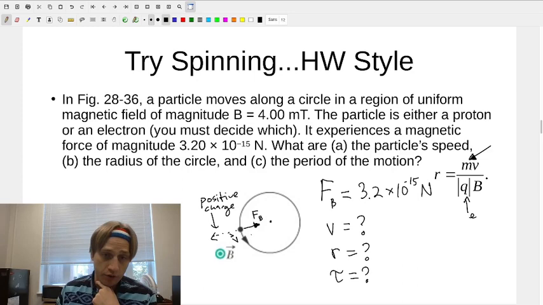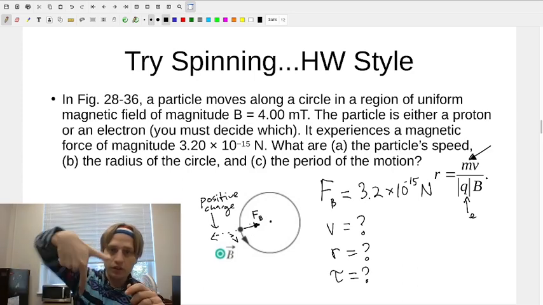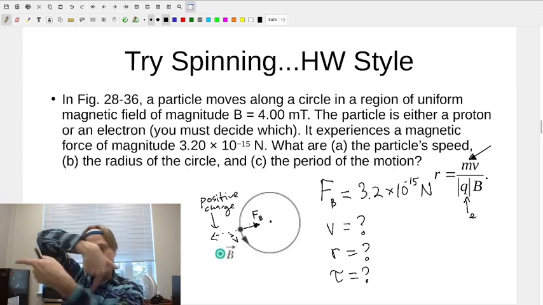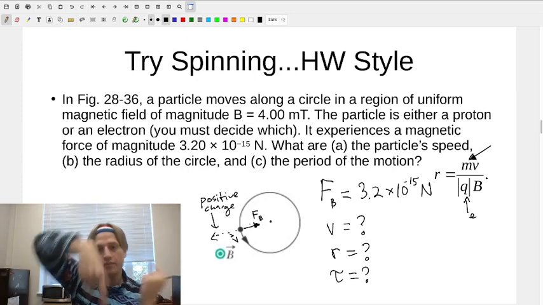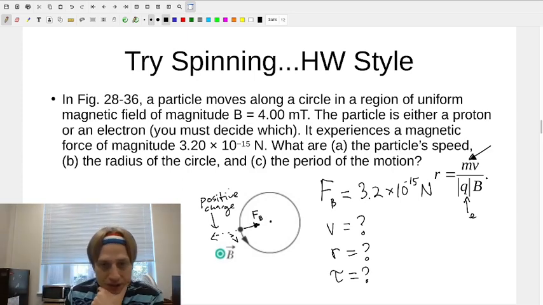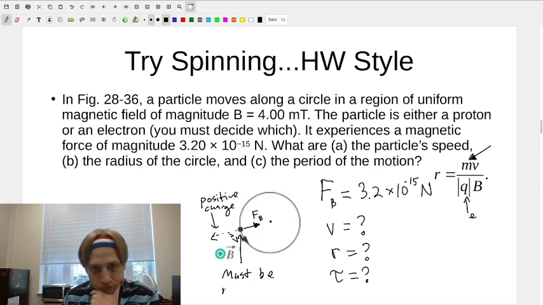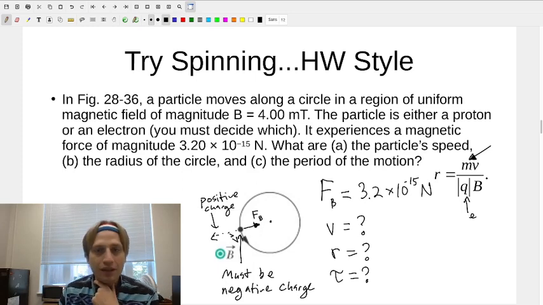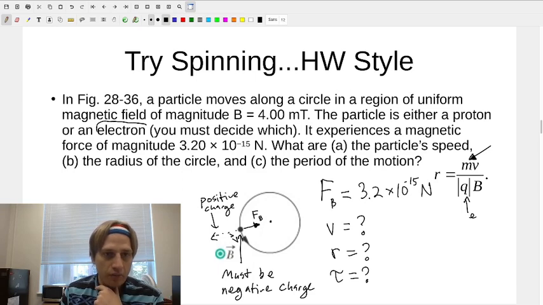But the force is in fact pointing the other way. V cross B is pointing this way rather than with my thumb. So this must be a negative charge. Okay, and because it's a negative charge, we can tell in this problem that we are going to be looking at an electron.